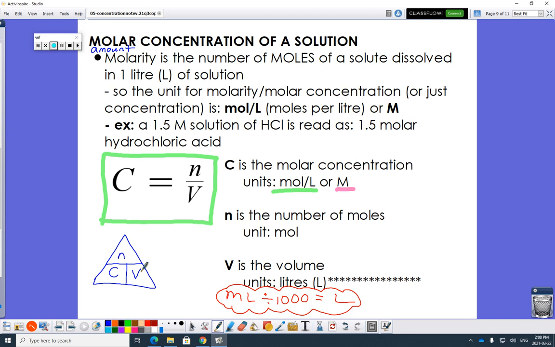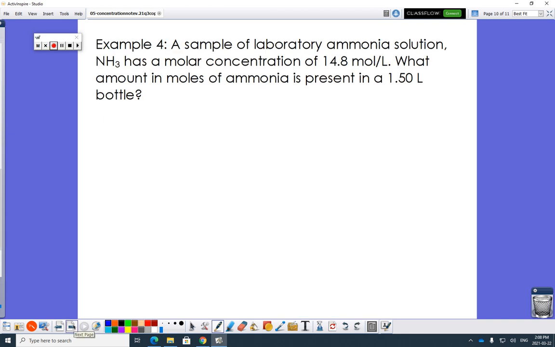So today's homework is just simple examples like this one. A sample of laboratory ammonia solution has a molar concentration of 14.8 moles per liter. What amount in moles is present in a 1.5 liter bottle? So it's already in liters. Isn't that nice? This question would be out of like 2 marks. Really, really simple. So then the more marks something is worth, then that probably means the more math you have to do, just like the last unit.